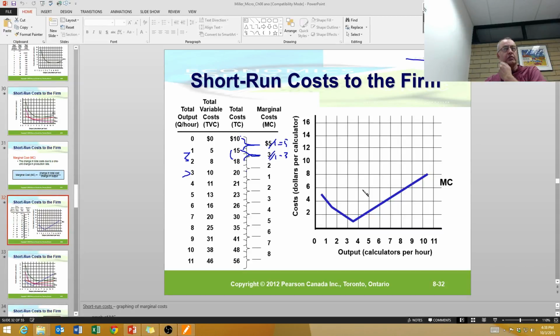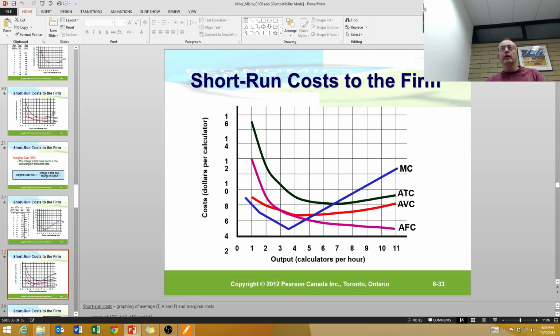So we see that the marginal costs first decline, and then they start climbing. And so when we plot that, we also have this U shape to it. Okay, now we're going to plot all 4 lines on the same chart. And we want to notice something here. We'll come back to this later, so don't get too excited if you don't quite get it yet.